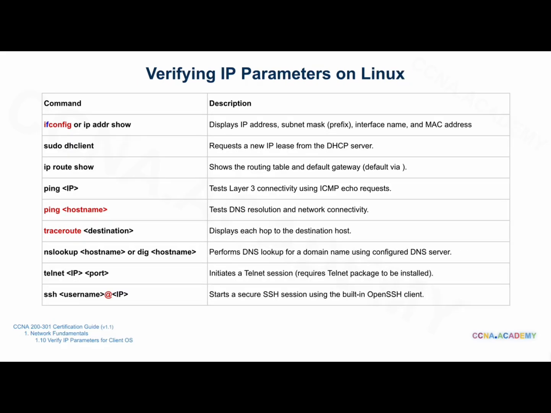In Linux, the goal is the same: verify addressing, routing, and connectivity. But the tools are more flexible. You can use ip addr show or the older ifconfig to see interface info, and ip route show to confirm your gateway. Ping and traceroute behave just like on macOS, but Linux offers more control. You can specify interfaces, protocols, or packet sizes. So, while the purpose is identical, Linux gives you far more depth and customization.